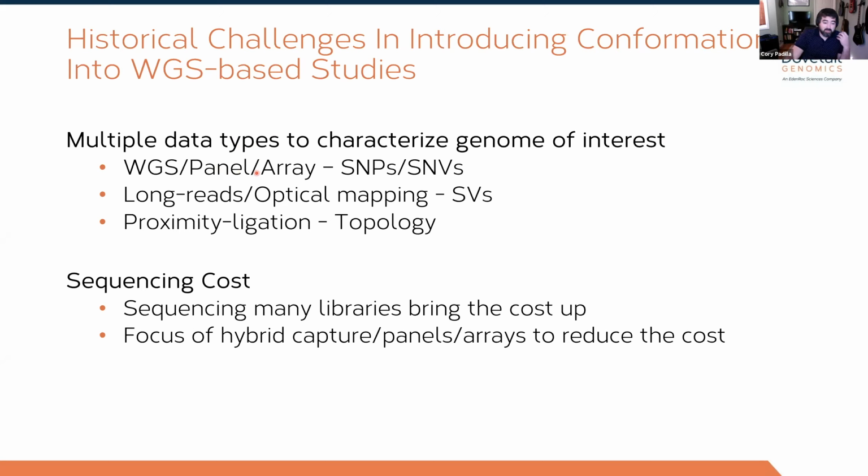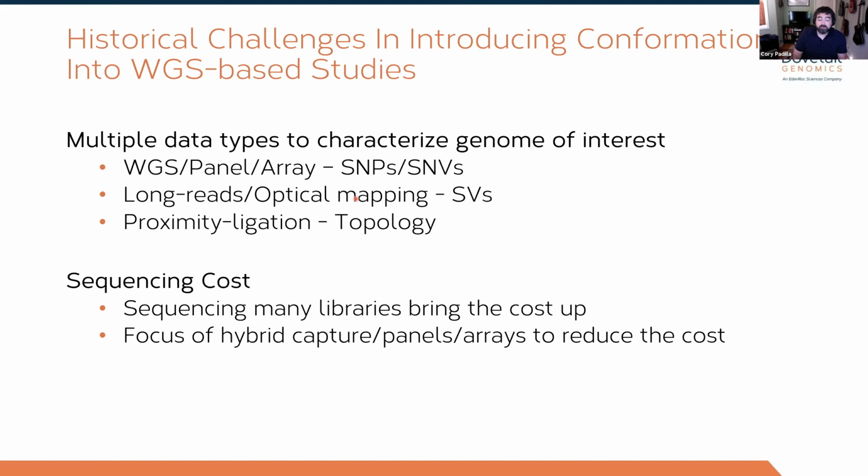Then, you might need long-range reads like a PacBio and Oxford Nanopore, or do optical mapping to really suss out these larger structural variations, right? Having that long-range information is really critical in characterizing structural variants. And then if you wanted to integrate that 3D interactome data, that's another library and another sequencing run that you have to do on top of that, right?